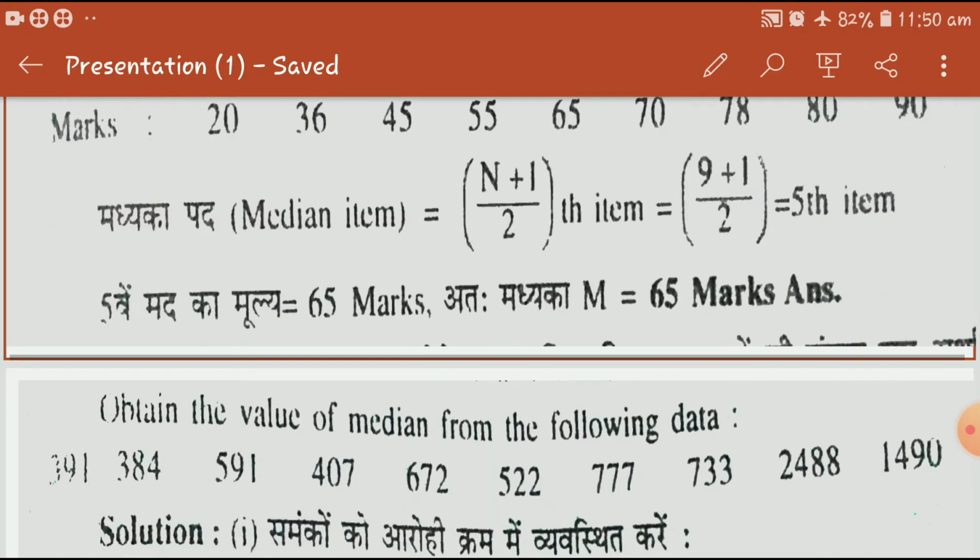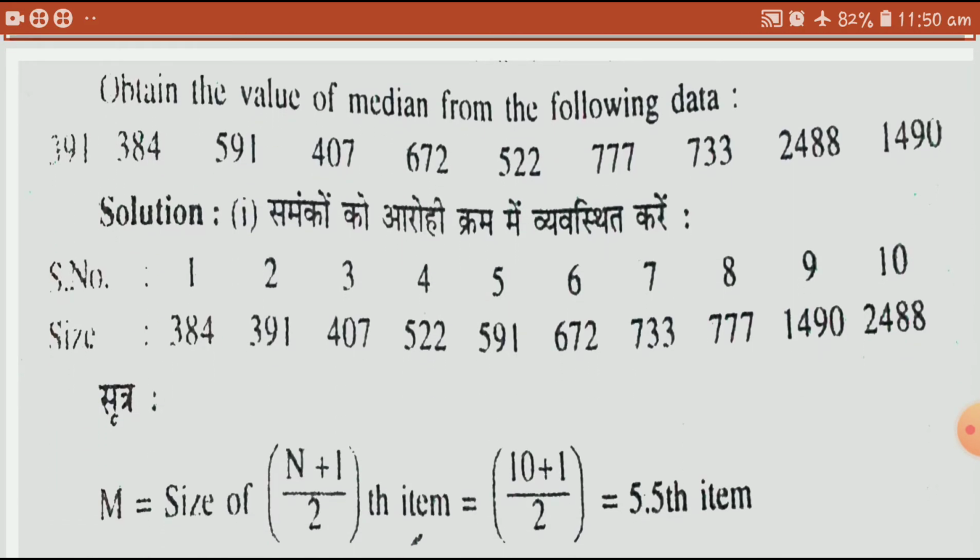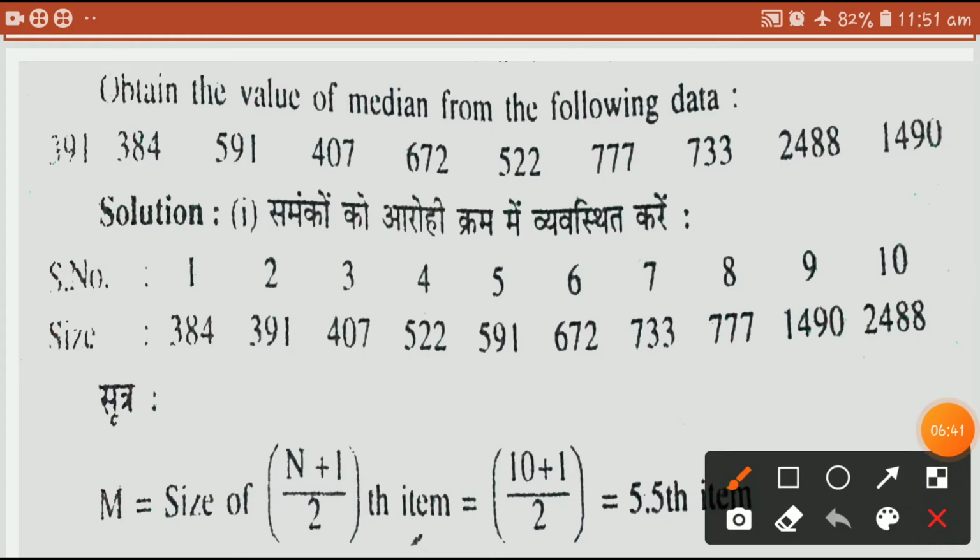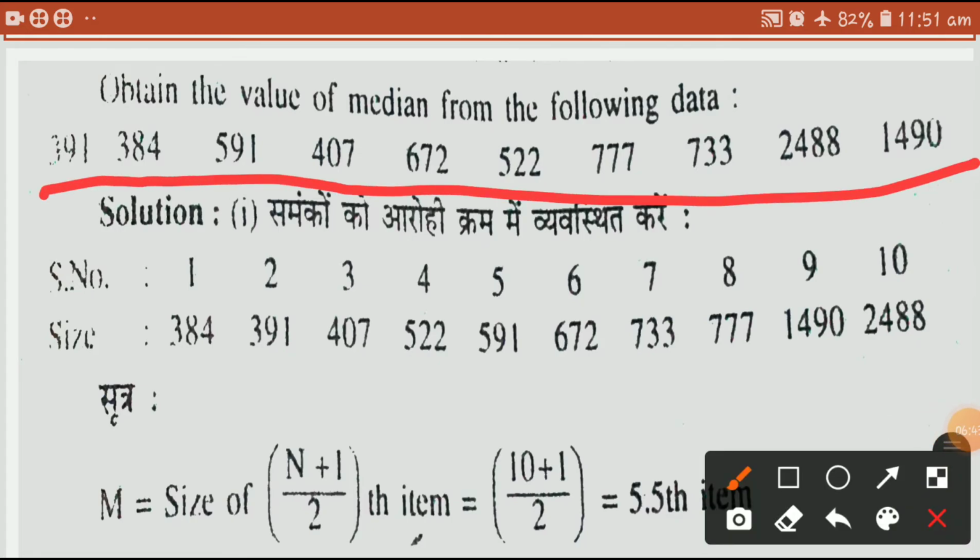But what if you have an even number in your question? Look here, another question. Obtain the value of median from the following data: 391, 384, 591, 407, and so on. This is your question. First of all, you have to arrange it in ascending order. The number of items is 1 to 10. So this is even. After adding 1 to it, you will get 5.5 as the median item. So what will you do about that 0.5? I will tell you. You have two alternatives for calculating that.